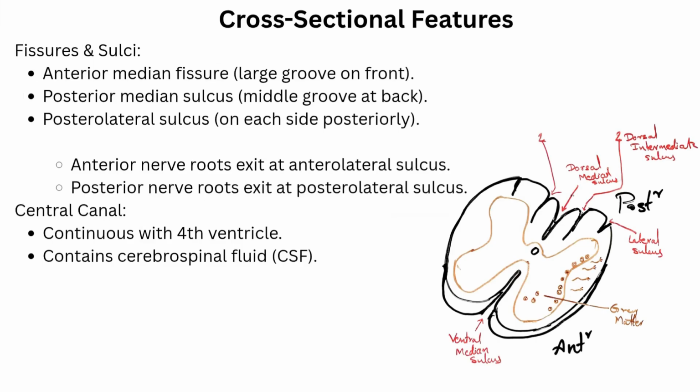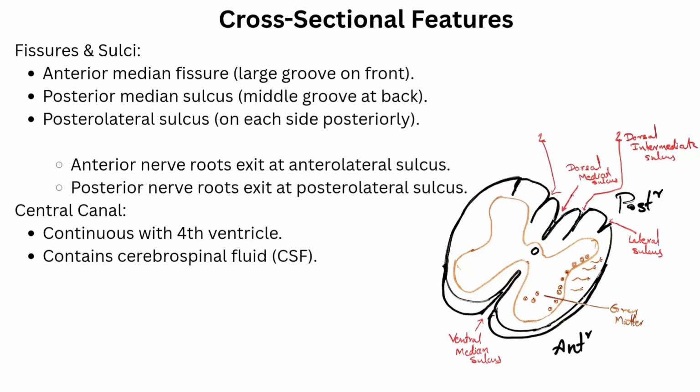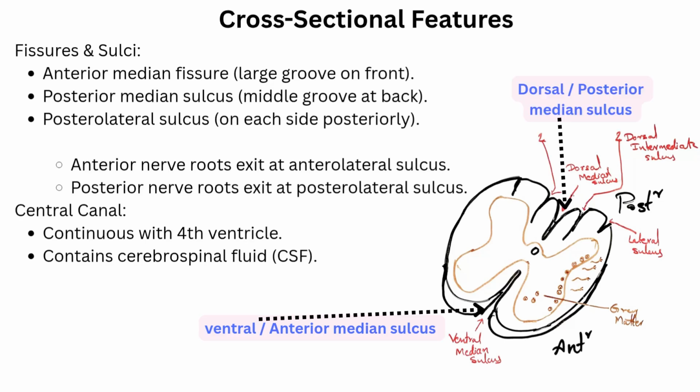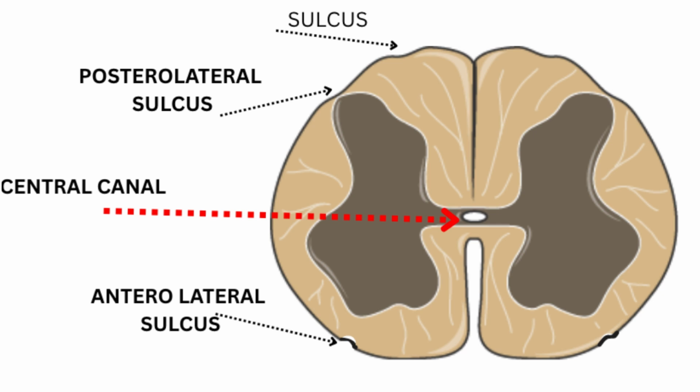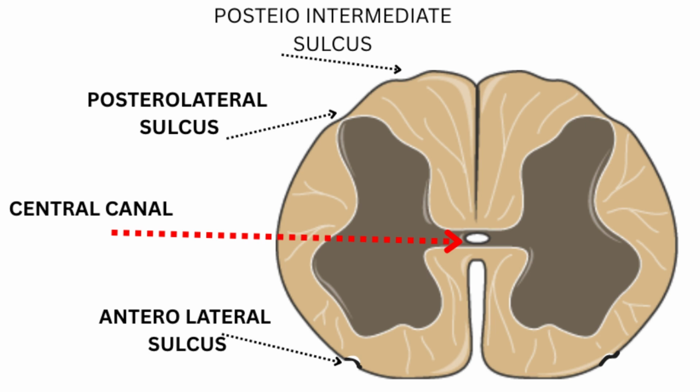In the cross-sectional view of the spinal cord, we can see sulci and fissures, same as the sulcus and gyrus in the brain. We have two major sulci, anterior and posterior. It is called the anterior median sulcus or ventral median sulcus, and posteriorly we have the dorsal median sulcus. A little bit sideways, dorsally we have the dorsal intermediate sulcus, and anteriorly we have the anterolateral sulcus.